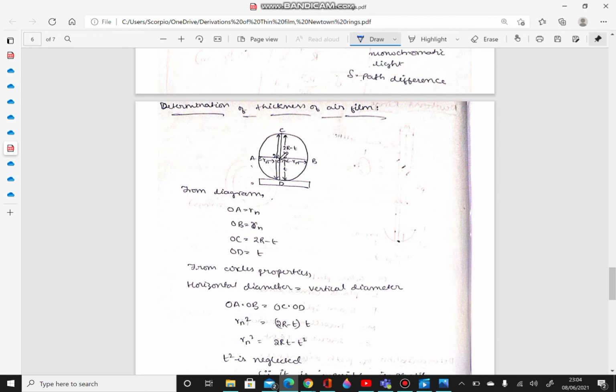Now, the radius OA equals Rn, which is nothing but the radius of the Newton's ring. This Rn is also equal because these two are radii of the same circle, so they are equal. That is the radius of the Newton ring.